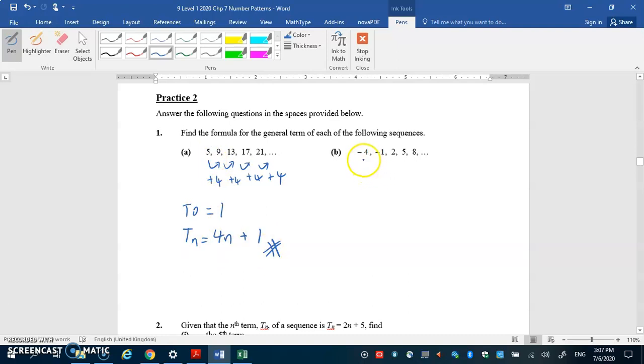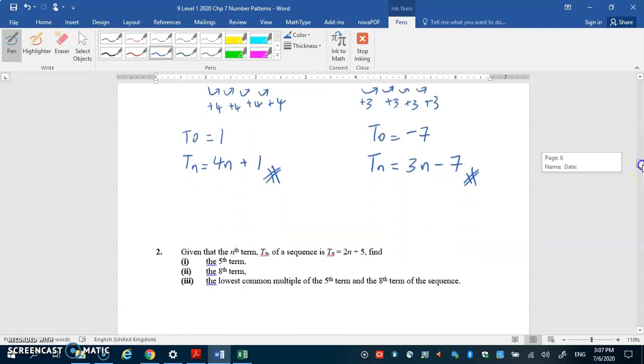Okay, next question, part B. This is a plus 3, plus 3, plus 3, plus 3. So common difference is 3. All you need to do is to find T0. The first term would have been negative 7. Negative 7 plus 3, you get negative 4. So the nth term is 3n minus 7. That's it. Okay, all this should be like one step.